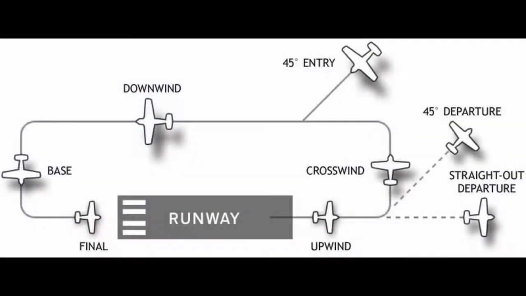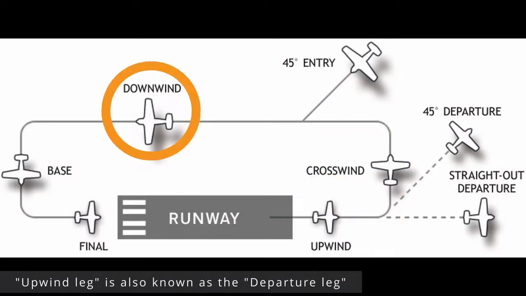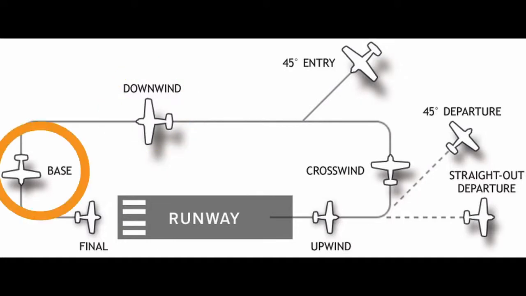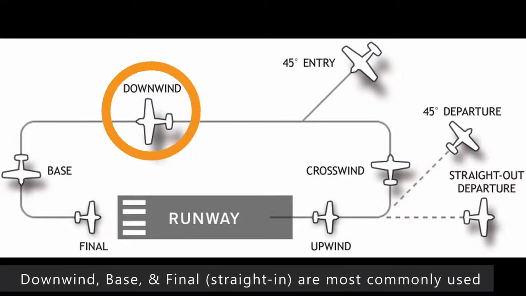First, let's briefly review the legs of a traffic pattern. Straight off the runway is known as the upwind leg. Then comes the crosswind leg, followed by the downwind leg, which parallels the runway in the opposite direction. Next, you have the base leg, and lastly, the final leg.